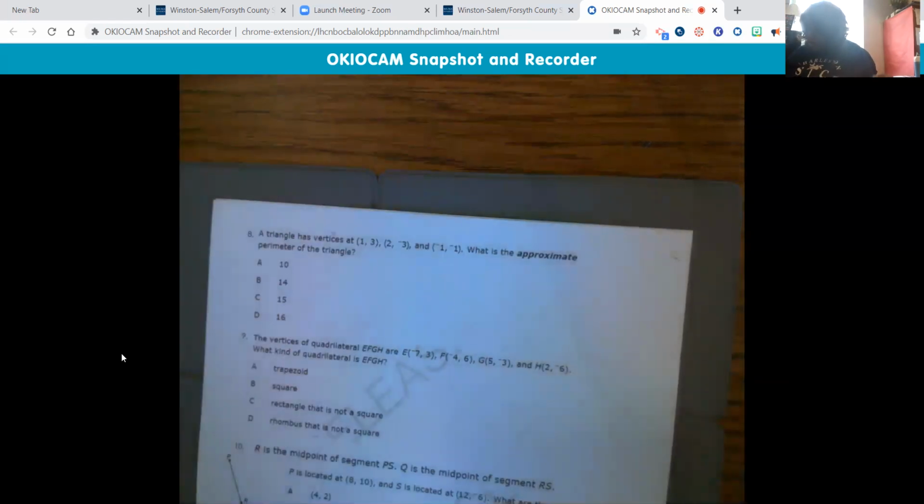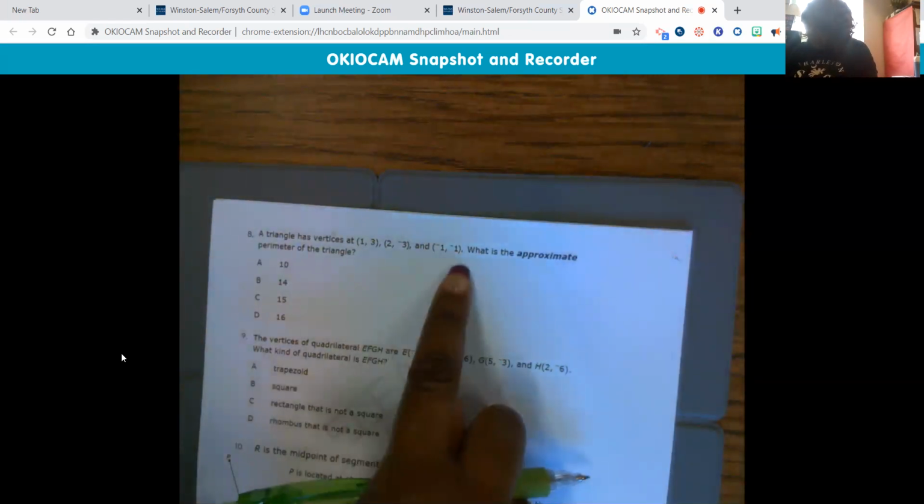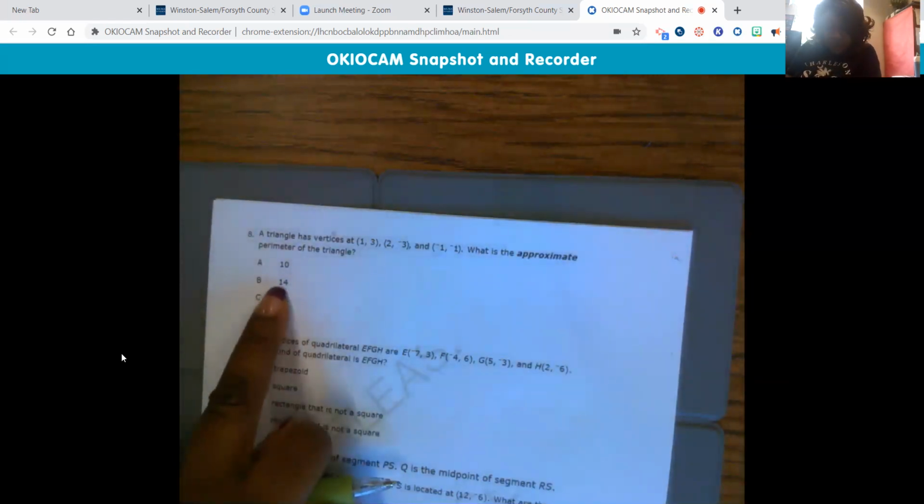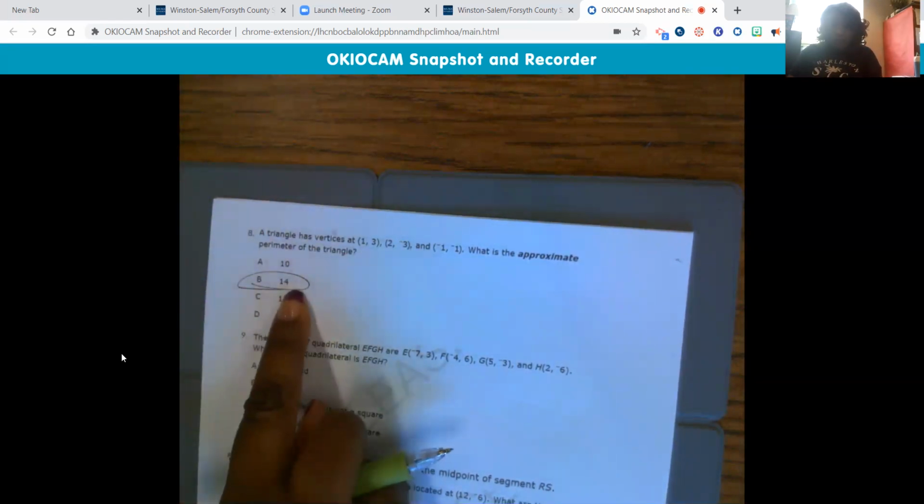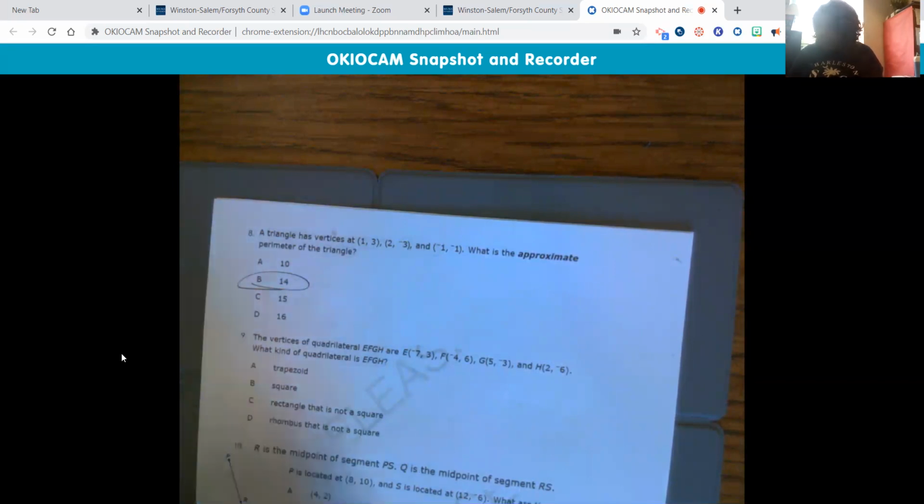Okay, and so we're rounding it. It says about, so this is about 14.16, it's about 14, okay? Because it's rounded to the nearest whole number. So it's going to be about 14.